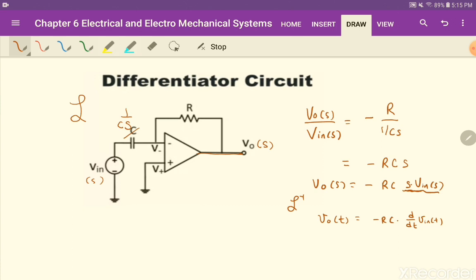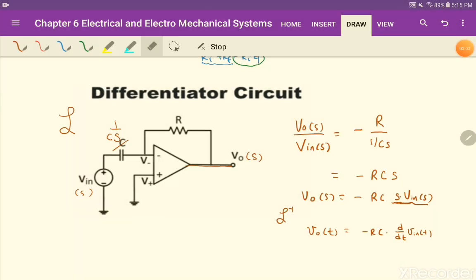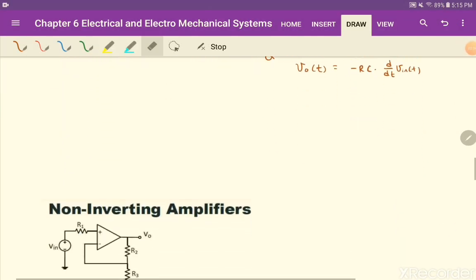What if you want to have an integrator circuit? What if you want to integrate the signal? You can think about that. I wanted to show you other circuits.